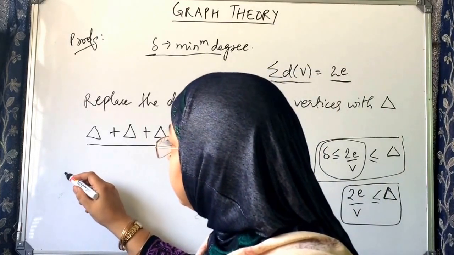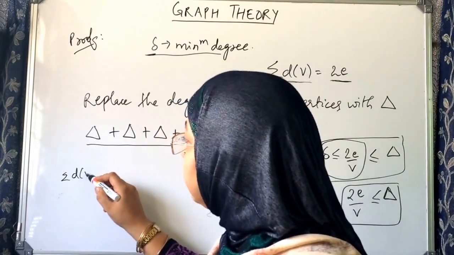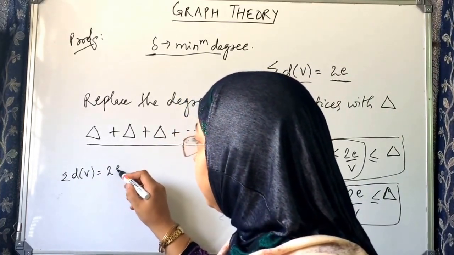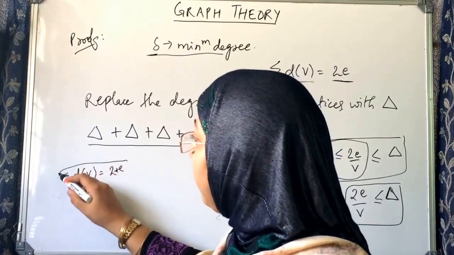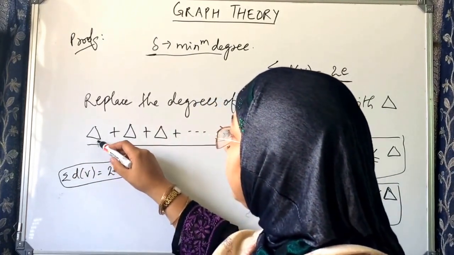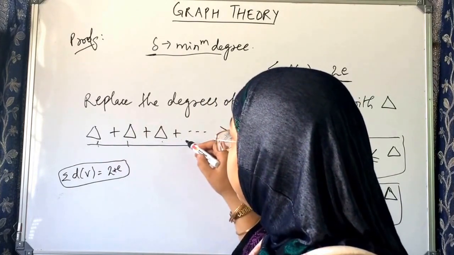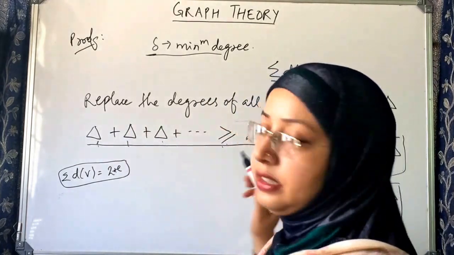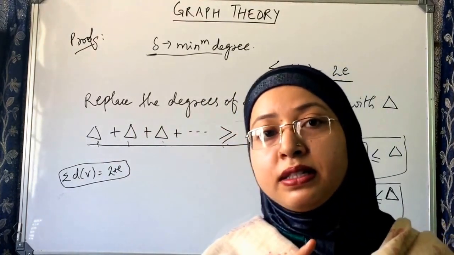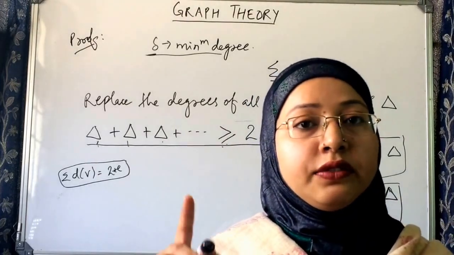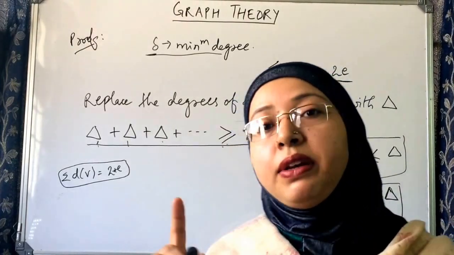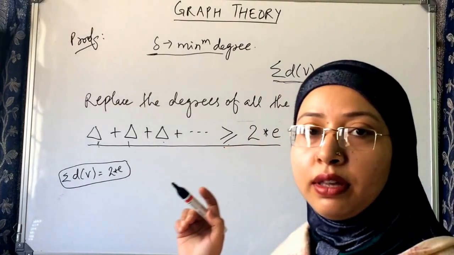Because you know that the sum of degrees of all the vertices is equal to twice E. When we replace the degrees of all the vertices with the maximum degree, it will be greater than this. And when we replace the degrees of all the vertices with the mean degree, that will always be less than or equal to.